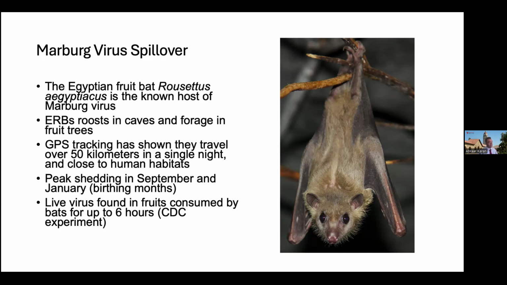And what we know is that actually the peak shedding virus from the bats occurs in September and January, and these are birthing months for the bats. And so essentially what we saw was in September, there was an outbreak of Marburg in Rwanda. In January, there was an outbreak of Marburg in Tanzania. And many of the outbreaks have actually followed this pattern of when the bats are shedding virus.